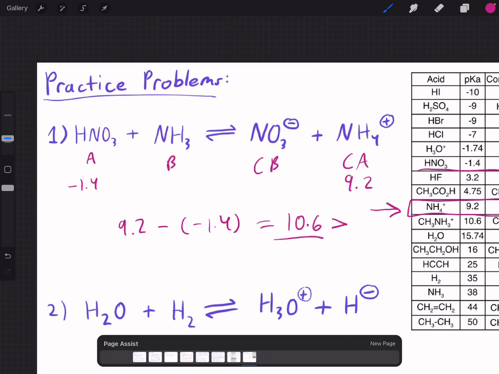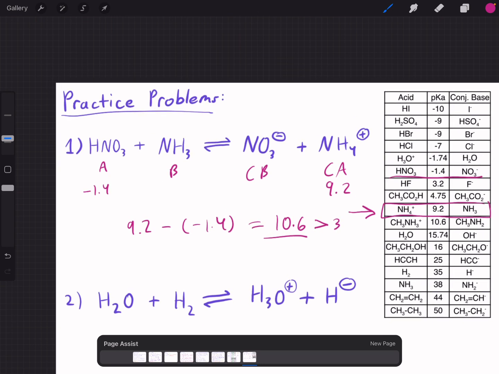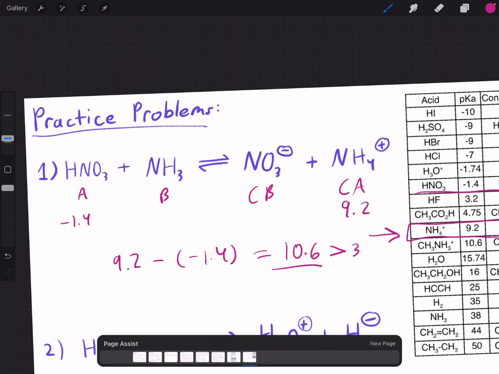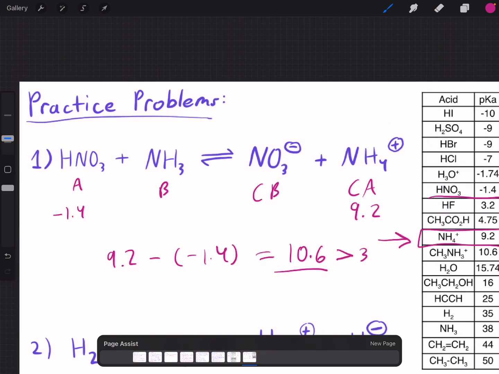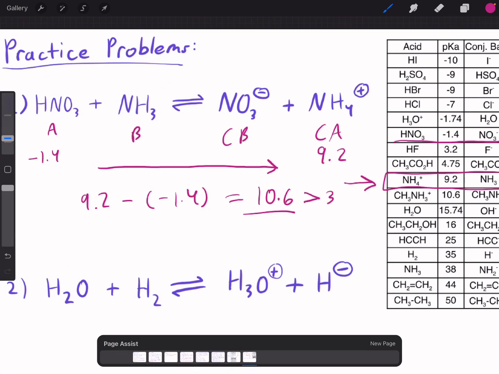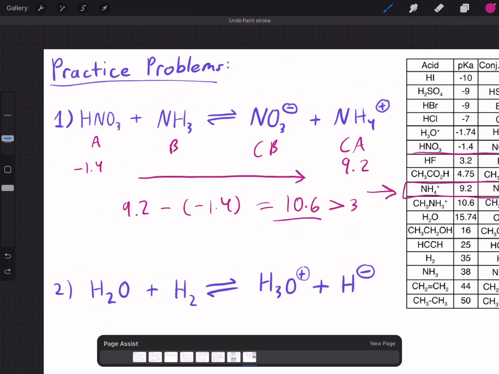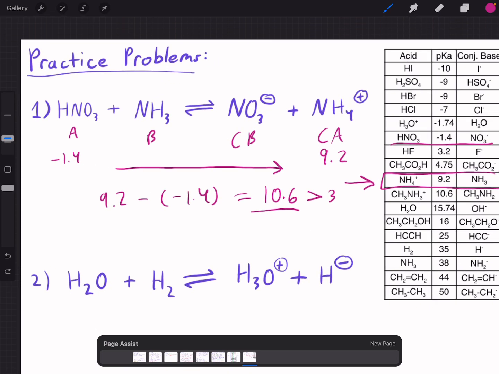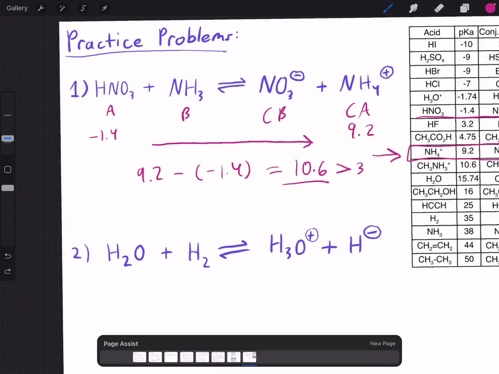This value is much greater than 3. Therefore, we're going to have the reaction lean towards the weaker acid. Remember, the weaker the acid, the greater the pKa value. 9.2 is a lot larger than negative 1.4. That means the reaction is going to the right. So remember, check first the difference to see that it's not in equilibrium, and then we look for the higher pKa value for the lower strength of the acid. So that's how you do that one.